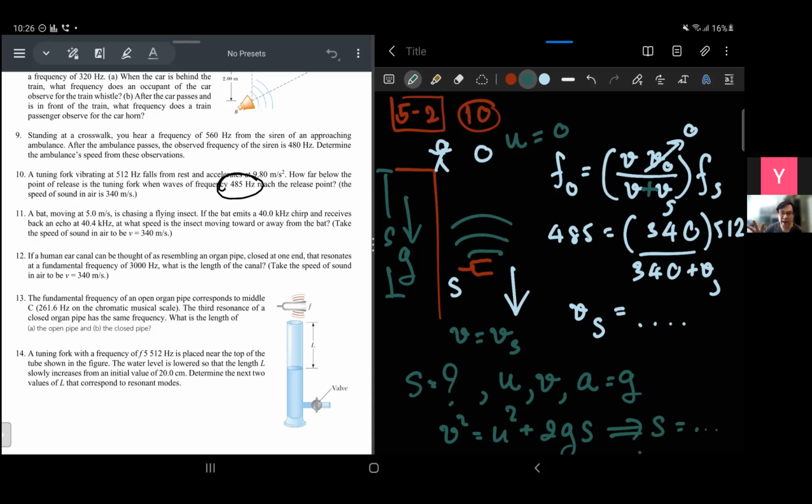If this one shows up in the exam, is that doable? Yes. So u is 0, the initial speed, because they say it falls from rest, so the initial speed will be 0. So this term is already gone. It's going to be s equals v_s squared over 2g, and that's how far down from the initial release point.